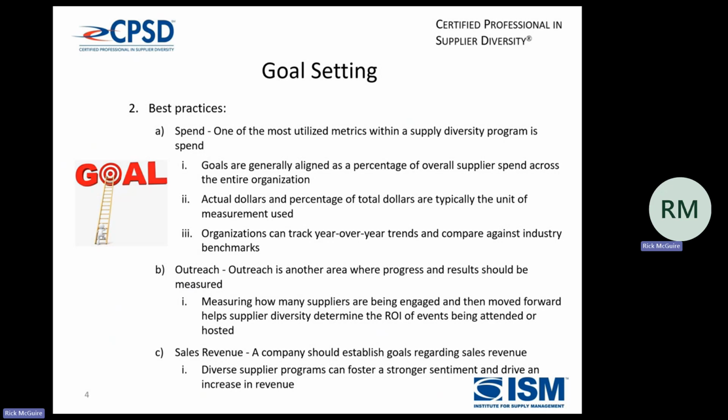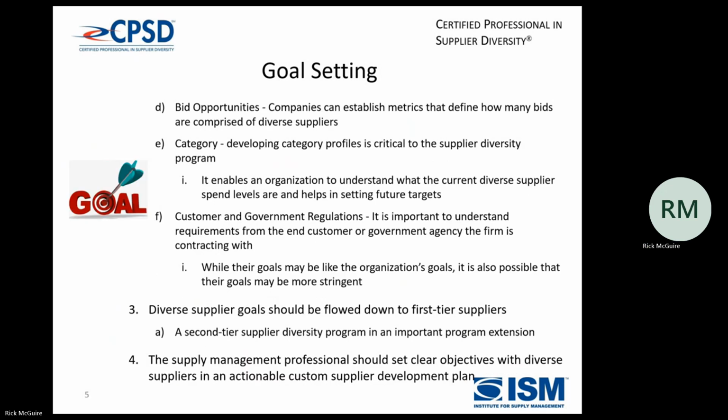And then sales revenue. A company should establish goals regarding sales revenue, and we all do. Diverse supplier programs can foster a stronger sentiment and drive an increase in revenue. That's what you want to measure for the supplier diversity program. Does it help your revenue, sales revenue? Bid opportunities: companies can establish metrics that define how many bids are comprised of diverse suppliers or how many bids have diverse suppliers on them.